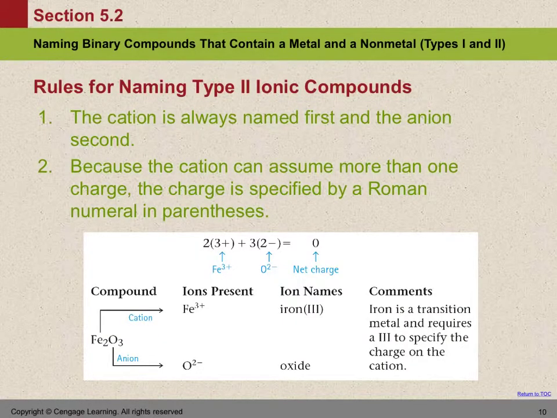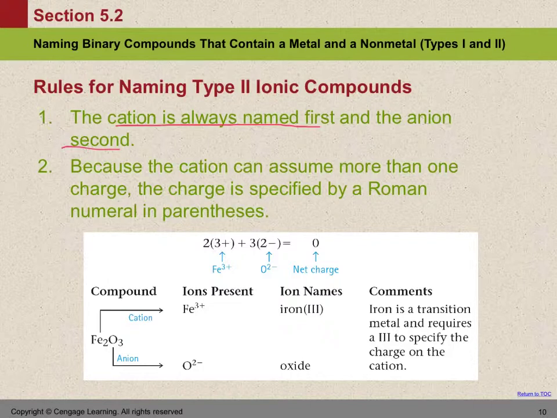Now here's how to name those type 2 ionic compounds. It's very similar to our type 1 in that, in number 1, it says the cation is named first and the anion second, exactly the same as before. But now, since that charge can be different, it's not always the same, such as those group 1 and group 2, we need to specify those charges with Roman numerals in parentheses.